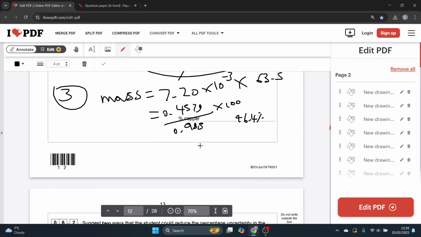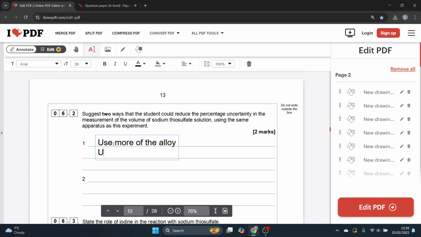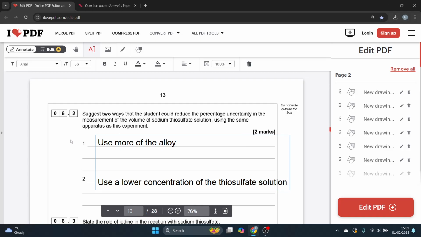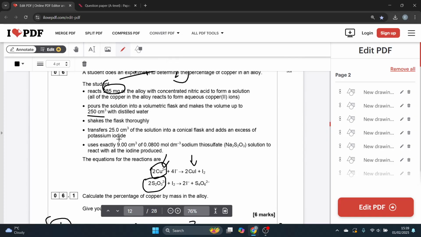Yeah, perfect. 46.4%. So there's two ways you can reduce percentage uncertainty in measurement using the same apparatus. Use more of the alloy, or use a lower concentration of the thiosulfate solution. Next: say the role of iodine in the reaction with sodium thiosulfate.